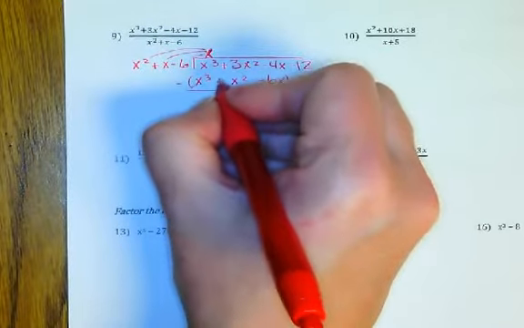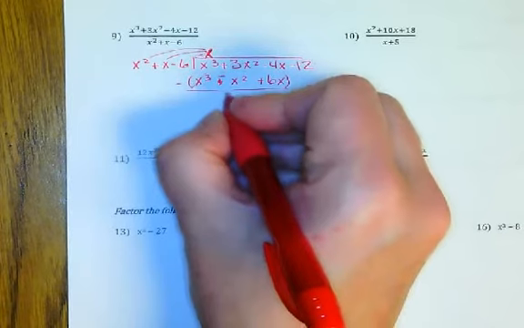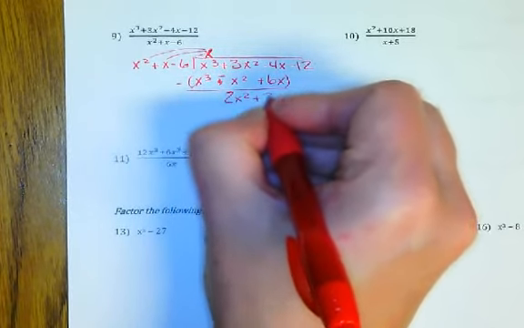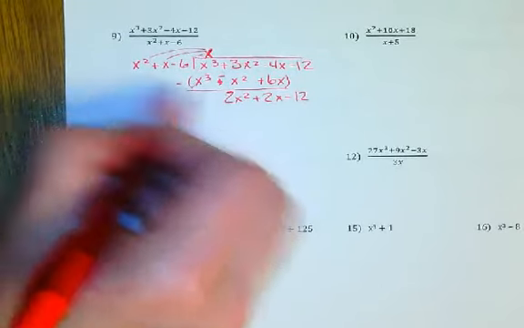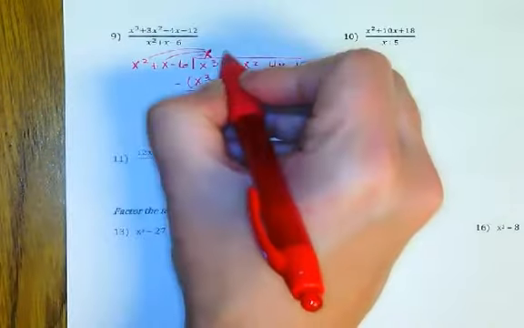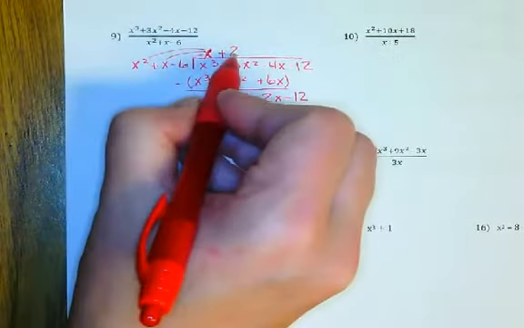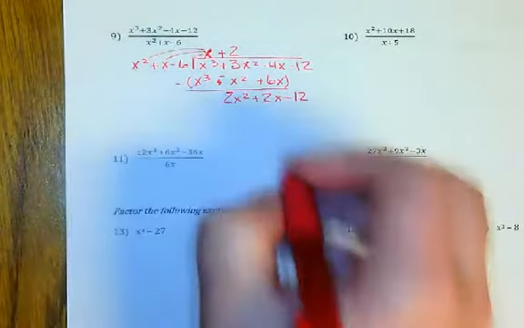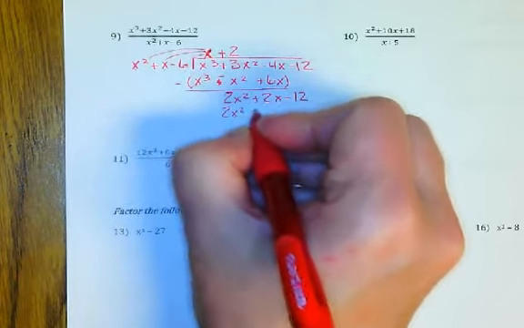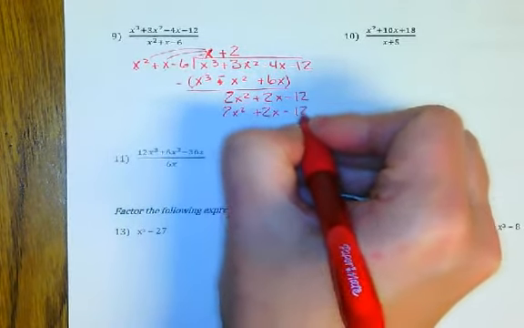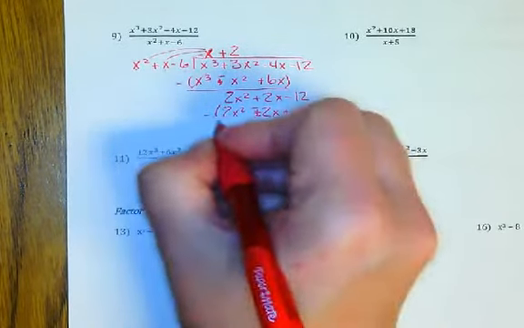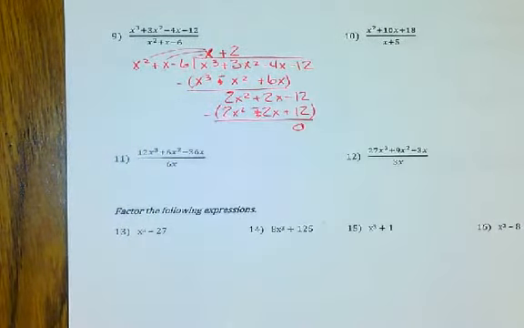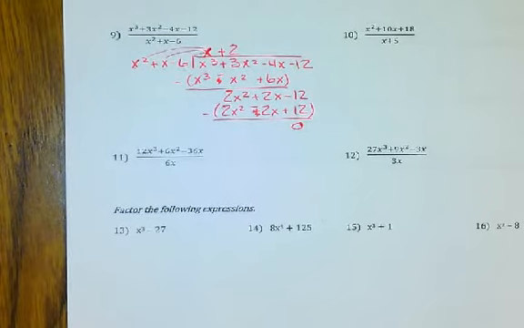Okay, first term will always cancel out. That changes into a negative. That changes into a positive. So I have 2x squared plus 2x minus 12. Then I'm going to ask myself, what do I multiply x squared by to get 2x squared? Well, 2. And then again, I'm going to multiply the 2 by each of these terms. So that gives me 2x squared plus 2x minus 12. And once I flip all these signs, the whole thing cancels out. So your remainder is 0. So your answer is x plus 2.